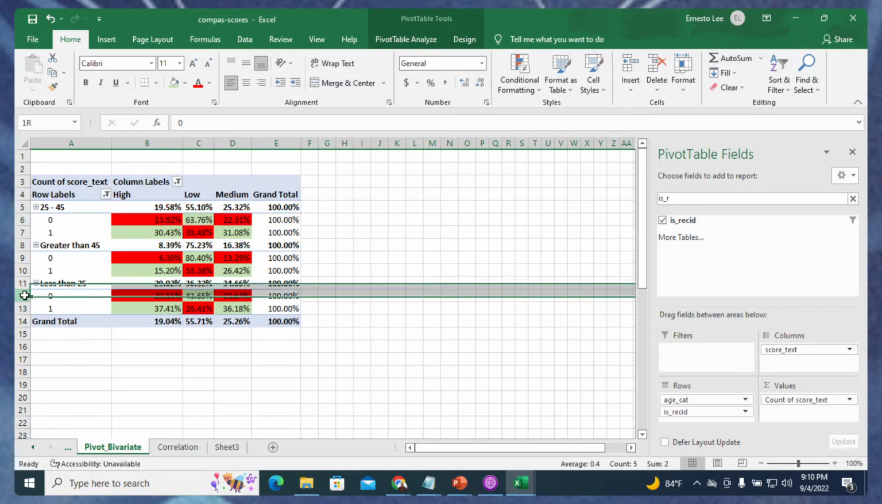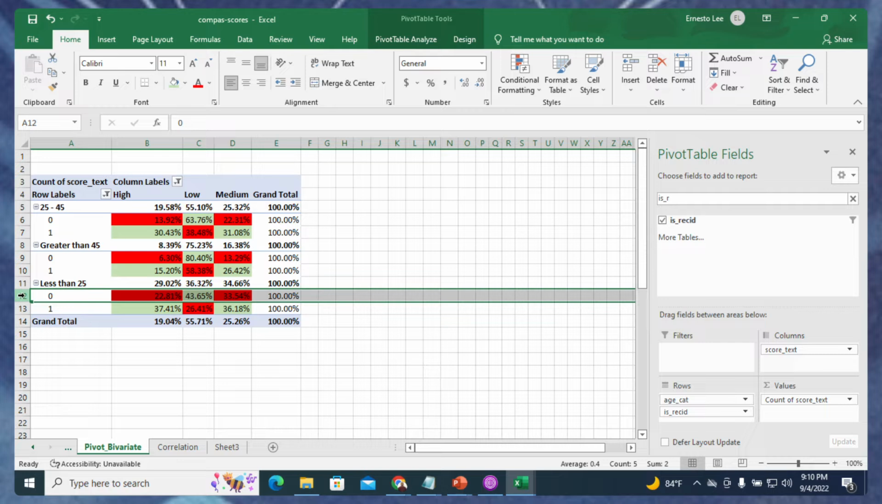Less than 25, the numbers are even worse. So if you didn't reoffend and you're less than 25 years old, the algorithm predicted what, 33, 43, 53, 55, 56. More than half the time, you're less than 25 years old, you wouldn't reoffend, but the algorithm would predict that you would reoffend. That's an insight.